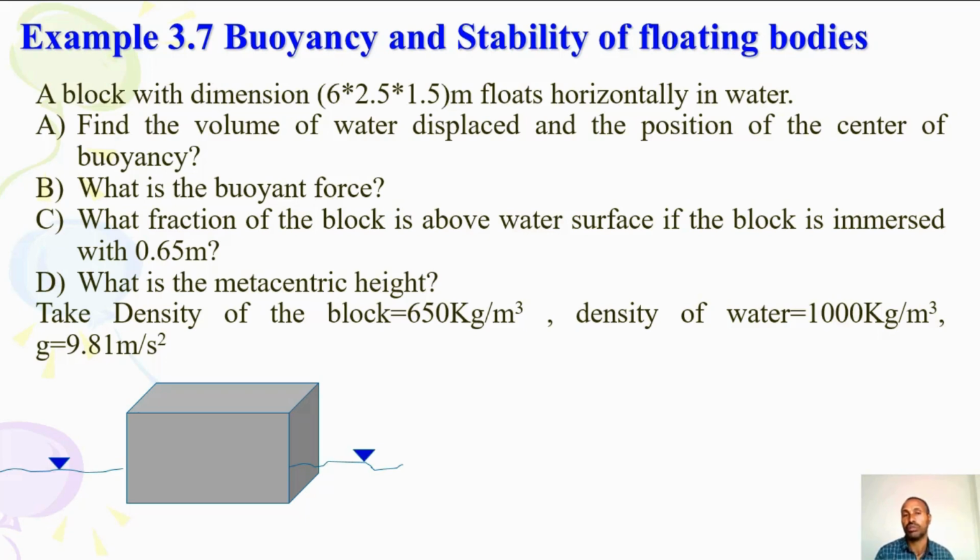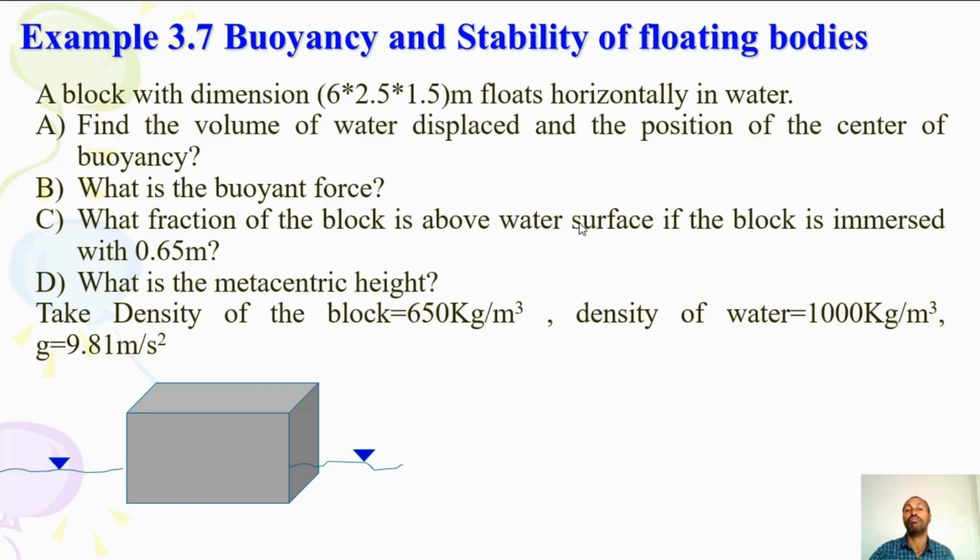So the floating material or object should fulfill such criteria for any purpose. It could be boats or ships, etc. Let us see a block with dimensions 6, 2.5 and 1.5 meters that floats horizontally in water. Find the volume of water displaced and the position of the center of buoyancy. We are going to calculate the center of buoyancy, the buoyant force, and what fraction of the block is above the water surface.